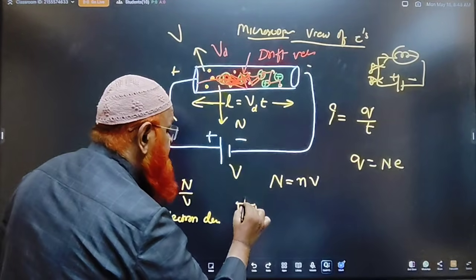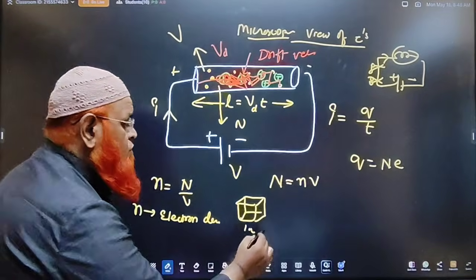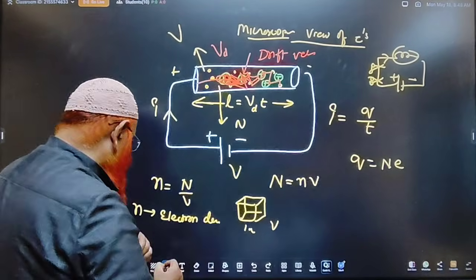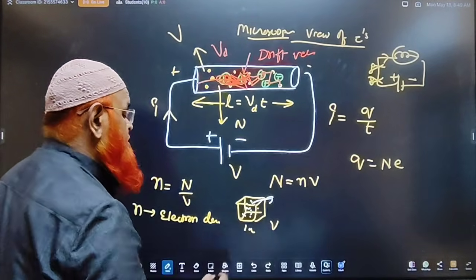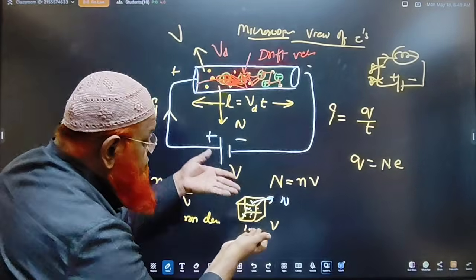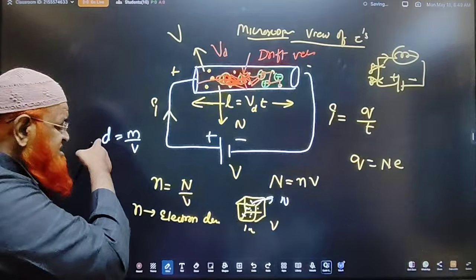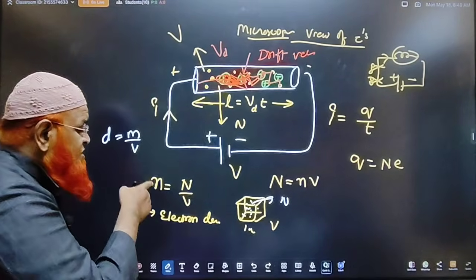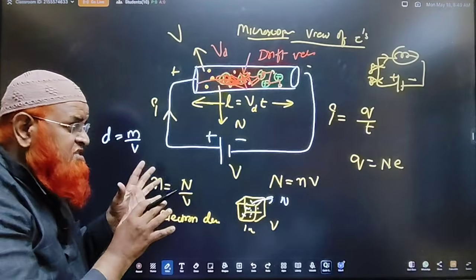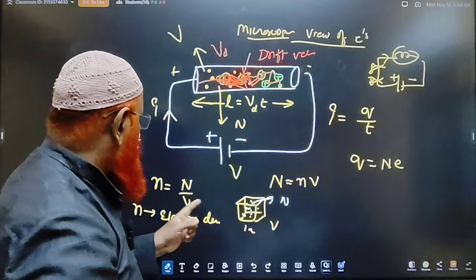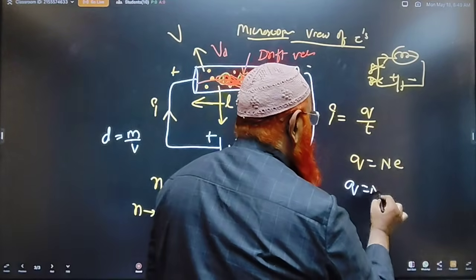For example, if I take a cube whose length is 1 centimeter, that is called volume. If it has many electrons in it, that number of electrons is taken as N. Number of electrons per unit volume is called electron density, because density is nothing but mass by volume. This is just the general density formula, but electron density means number of electrons per unit volume. Small n is called electron density. Capital N is called total number of electrons. Total number of electrons means small n into V. So Q is nothing but small n into V.